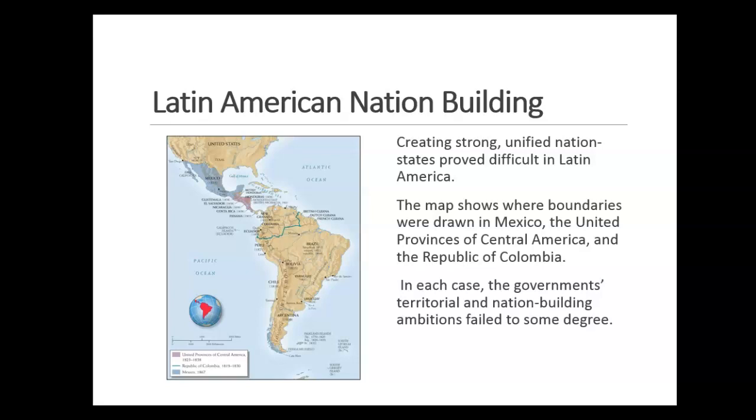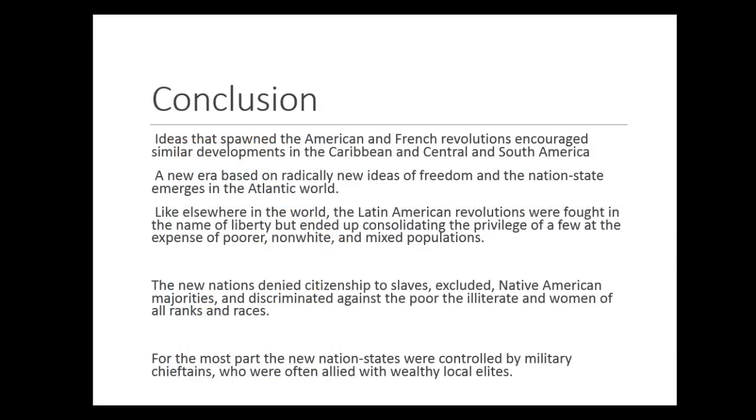Ideas that spawned the American and French revolutions encouraged similar developments in the Caribbean and Central and South America. A new era based on radically new ideas of freedom and the nation-state emerged in the Atlantic world. The Latin American revolutions were fought in the name of liberty, but ended up consolidating the privilege of a few at the expense of poor, non-white, and mixed populations.